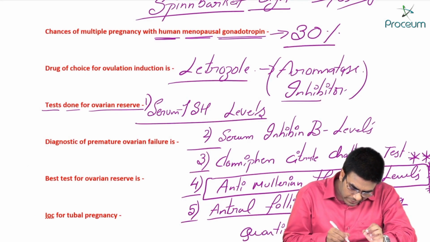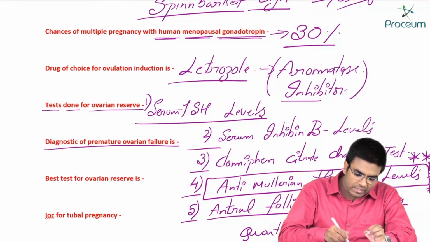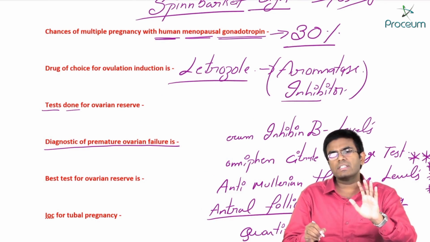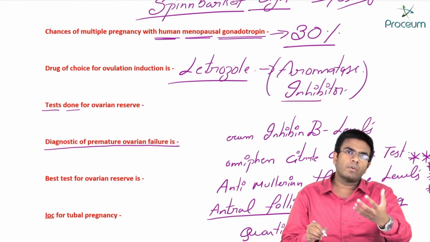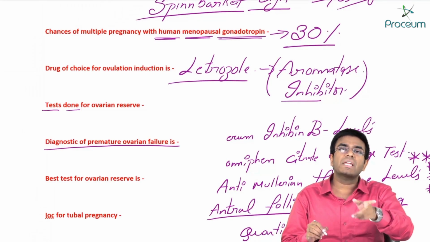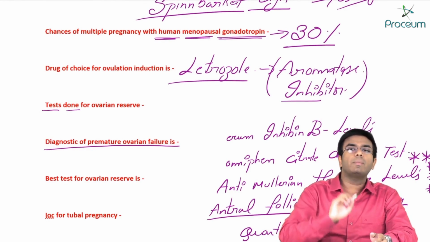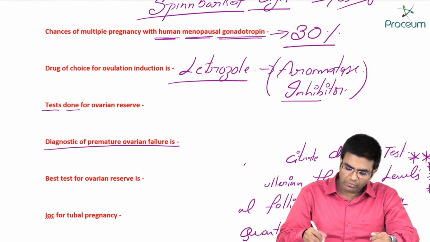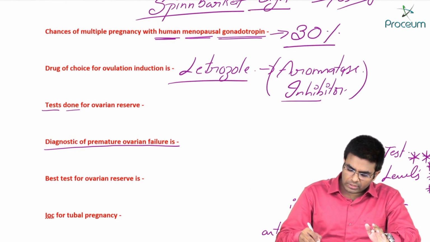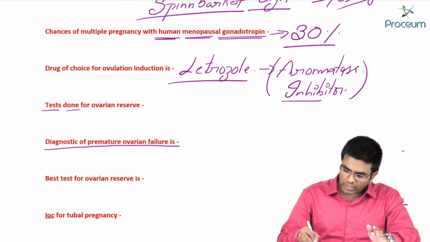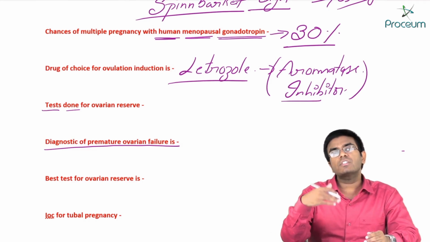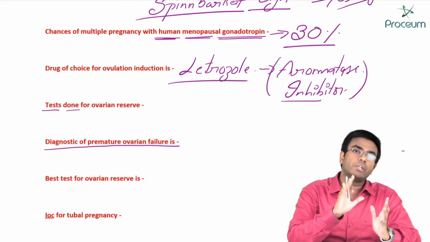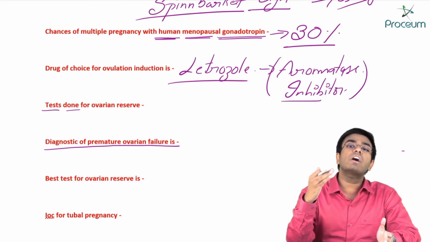Now, diagnostic of premature ovarian failure. Guys, remember, if ovaries are normal, please think like this: in the growing ovaries, follicles are getting matured, and these follicles produce estrogen, and this estrogen gives negative feedback on FSH. If there is ovarian failure, there are no follicles growing. If they are not growing, there is no estrogen. And if there is no estrogen, there is no negative feedback on FSH. So in a patient with ovarian failure, there is a high amount of FSH being released.